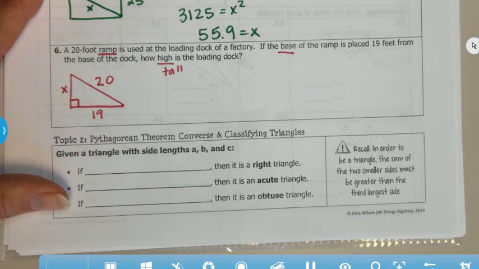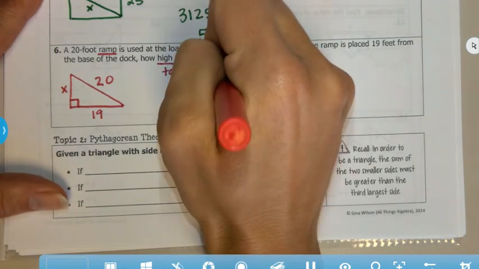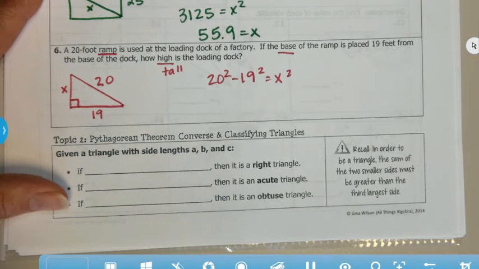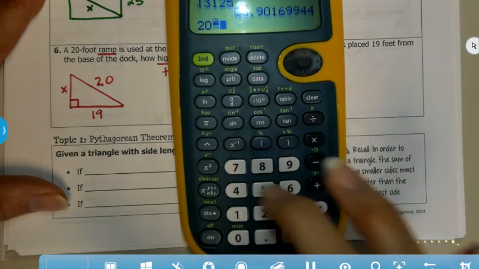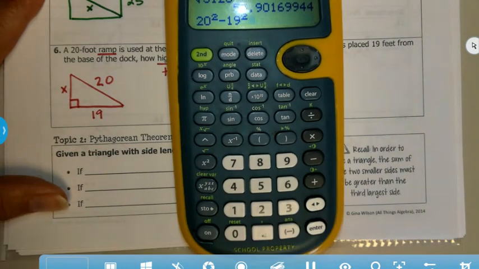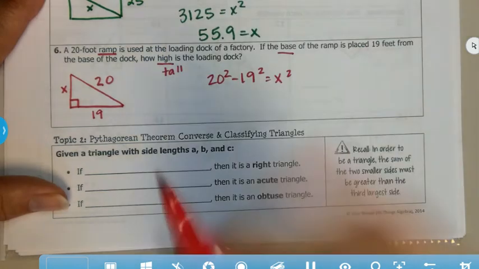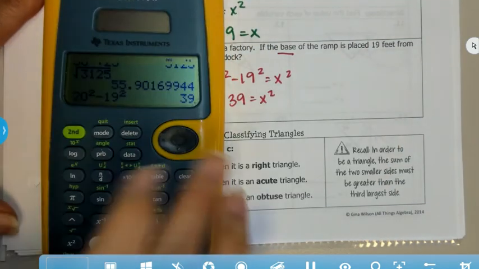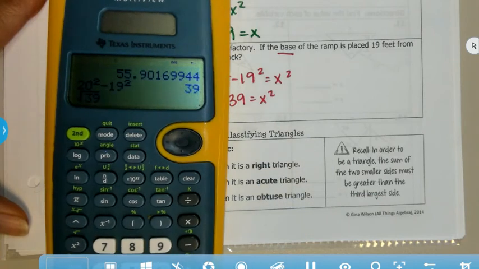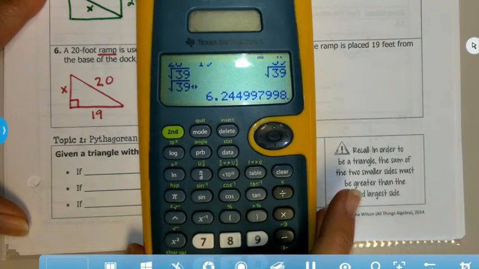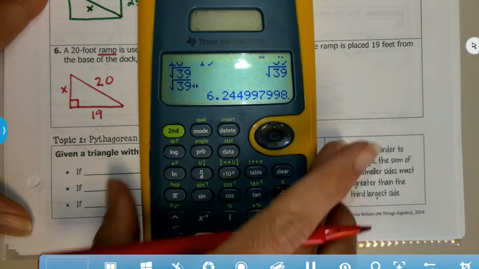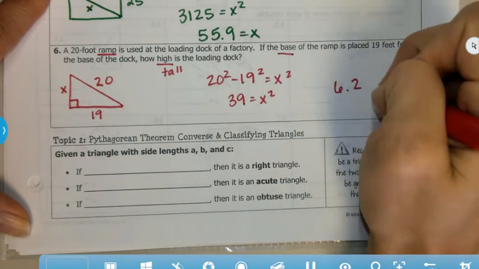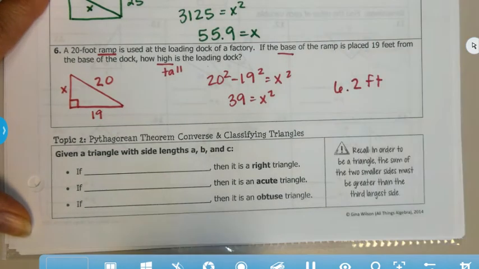So since we're looking for one of the short sides, we should have subtracted. So 20 squared minus 19 squared equals x squared. 20 squared minus 19 squared gives us 39. So 39 equals x squared. Take the square root of 39, and that gives us 6.2 as our x. So it is 6.2 feet high.